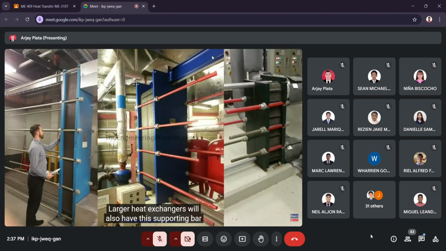Larger heat exchangers will also have this supporting bar at the top and the bottom, and you can see here that the case and the plates just slide along there, and there are various ways that they can come off. Either they twist off, these ones will be too big to twist off, but there's a section removed at the back where these will just drop out. But the smaller ones will just slide in and out.